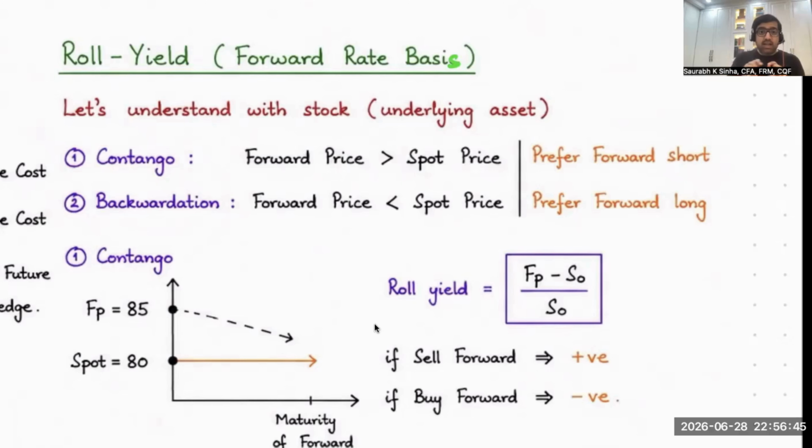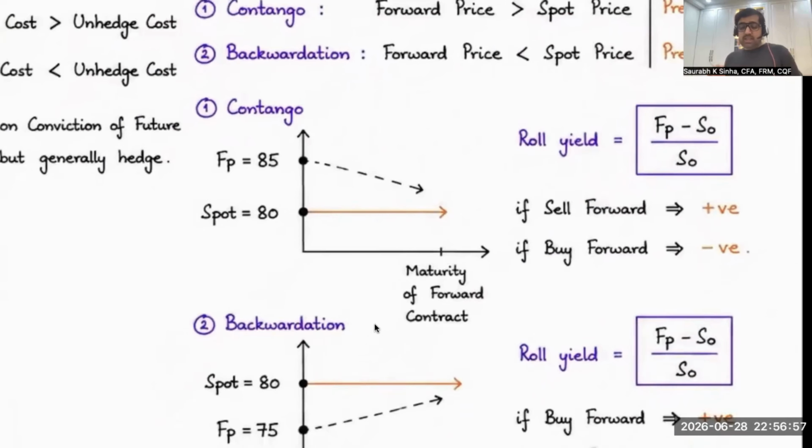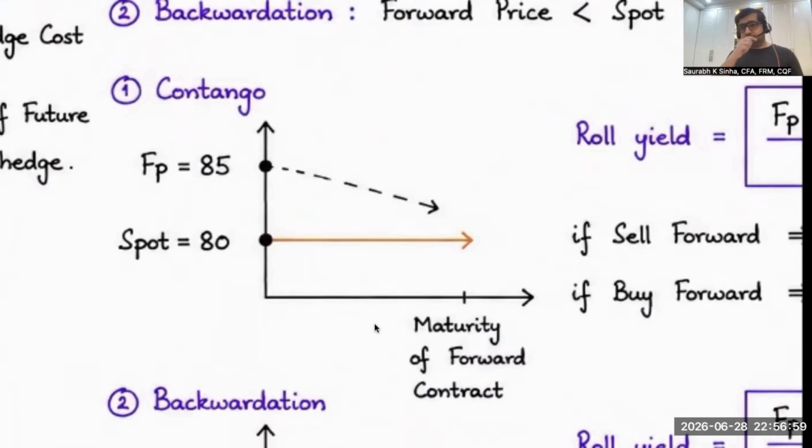If the market is in backwardation, when the forward price is less than the spot price, we always prefer to go long in the future or the forward contract. Why? We'll discuss it. So let's see contango and backwardation. What is contango? When the forward price is greater than the spot price, so the forward price is 85 and the spot price is what? 80.